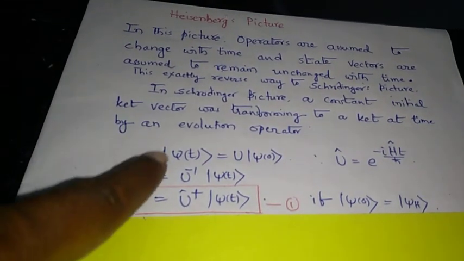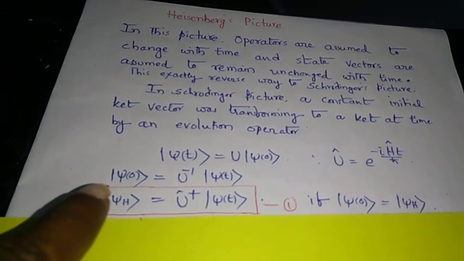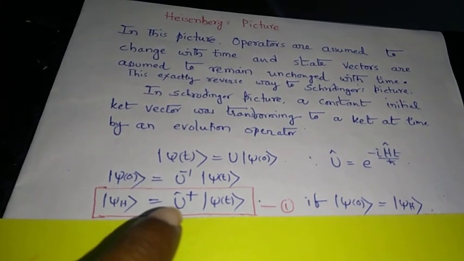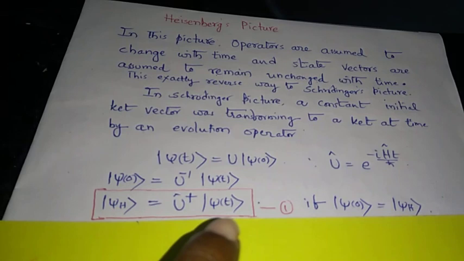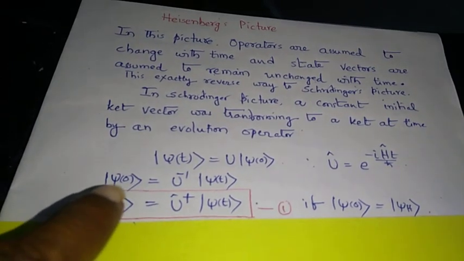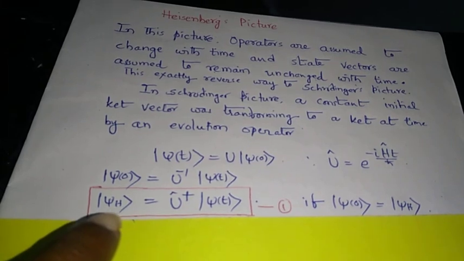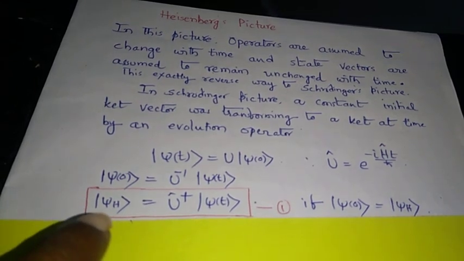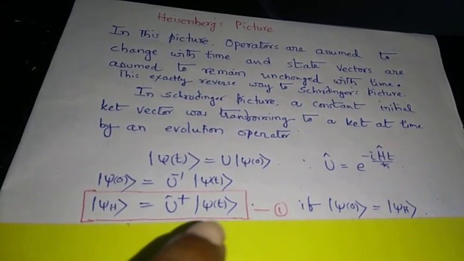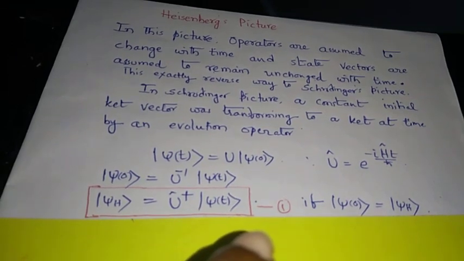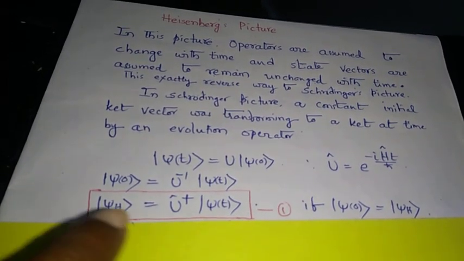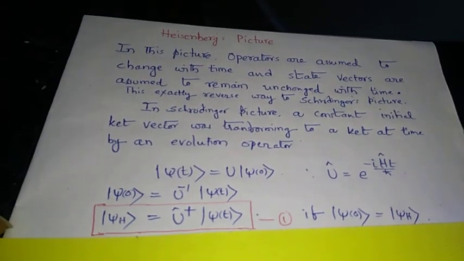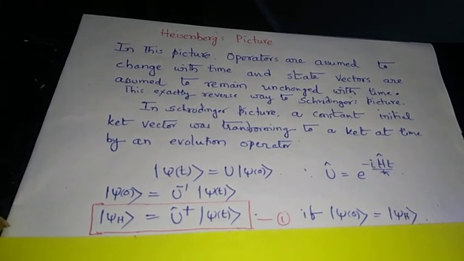If we reverse this equation for psi t, then we can get the equation for ket psi 0 as U dagger operating on ket psi t, and if you call this psi at 0 as psi in Heisenberg picture, then psi H is equal to U dagger into ket psi t, and we can call this equation number 1. Since it is just the initial ket psi of the system, it will remain constant throughout. That means your state function is not changing with time.